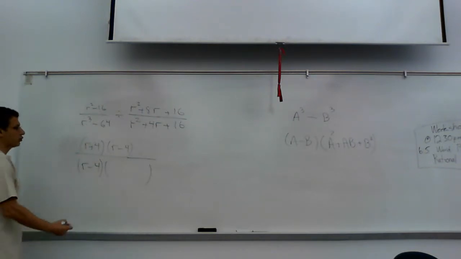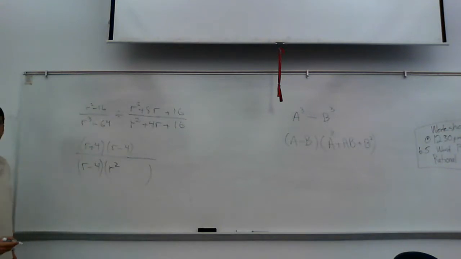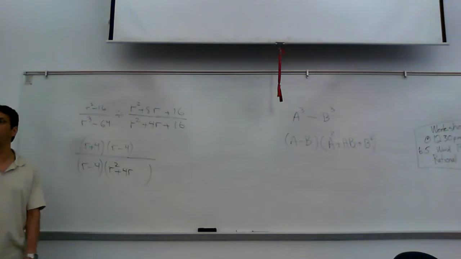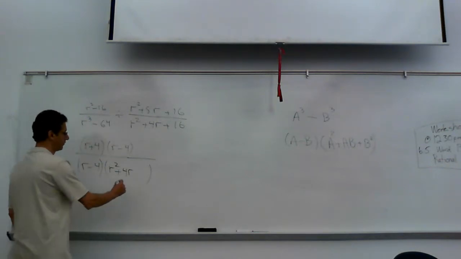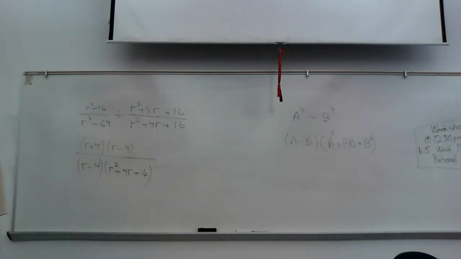Now I want a squared, so what do I need? R squared. Now I need plus ab: 4r. Now I need plus b squared: plus 16, 4 squared, which is 16. Does that work?